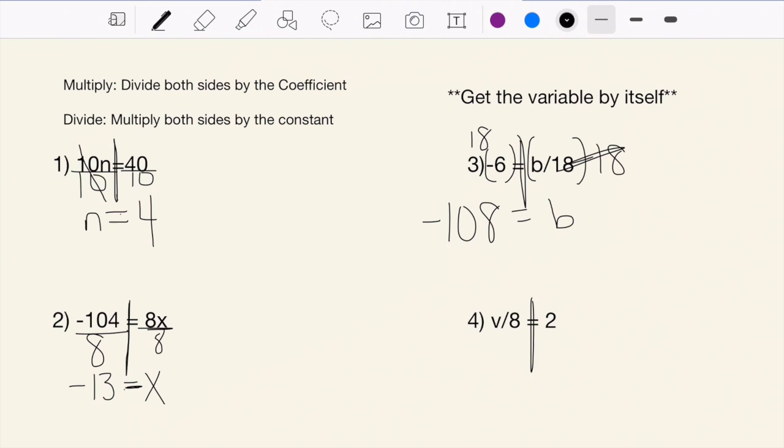All right, let's look at number 4. So we have v over 8 equals 2. On both of these, we are going to multiply by 8. If we multiply, those would cancel out because 8 times v over 8 would just give us v. And then 2 times 8 gives us 16. So go ahead and try these next couple practice problems on your own, and then we'll come together.